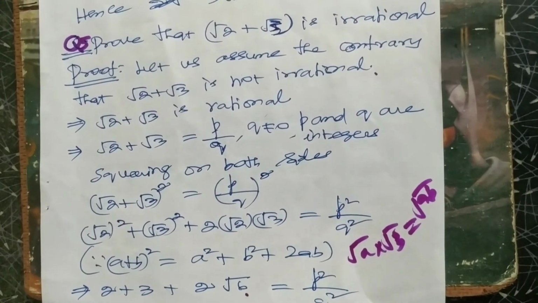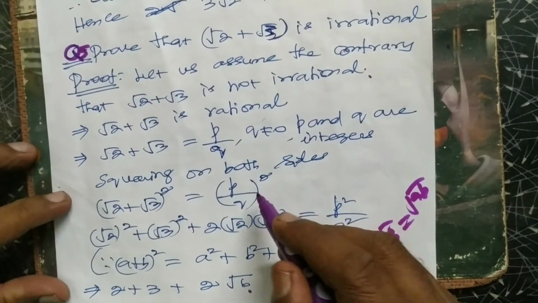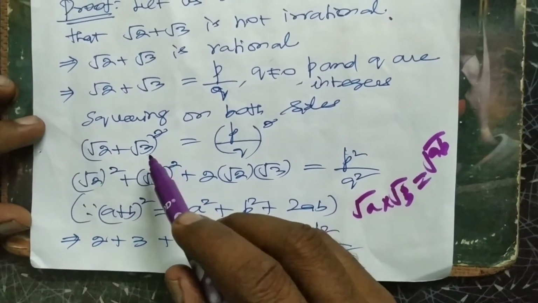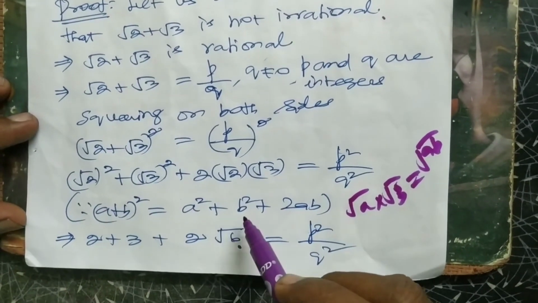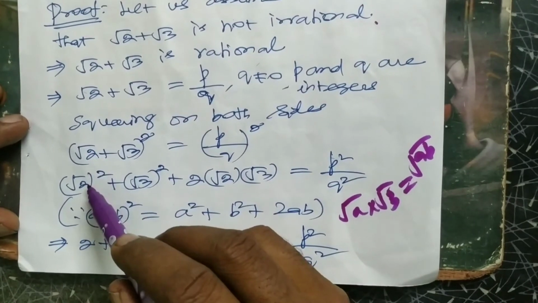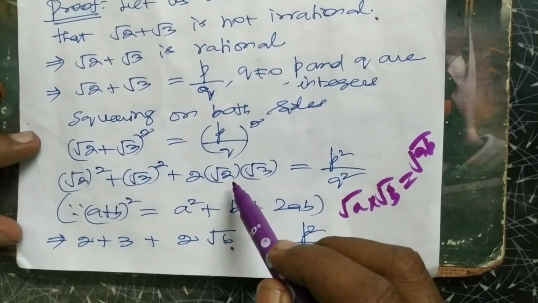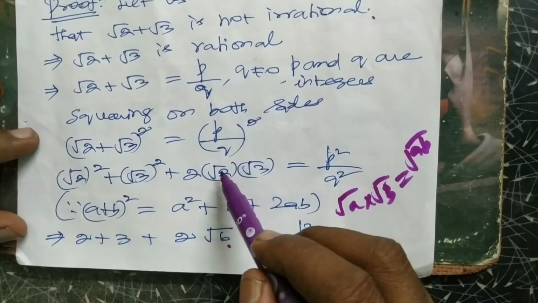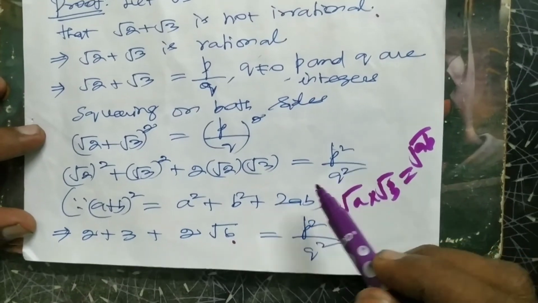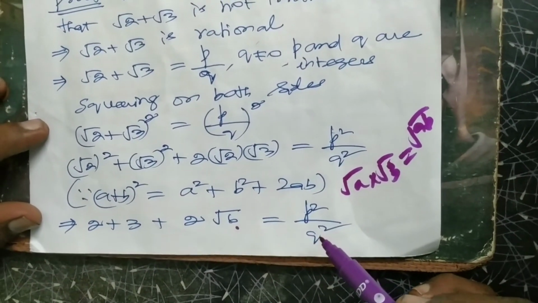Then to remove the roots, we are squaring on both sides. Root 2 plus root 3 whole square equal to p by q whole square. Here you have to apply the a plus b whole square formula. a plus b whole square equal to a square plus b square plus 2ab. Then using that formula, root 2 square plus root 3 square plus 2 into root 2 into root 3. Root 2 into root 3 is equal to root of 2 into 3, root 6. That is equal to p square by q square. Therefore 2 plus 3 plus 2 root 6 equal to p square by q square.